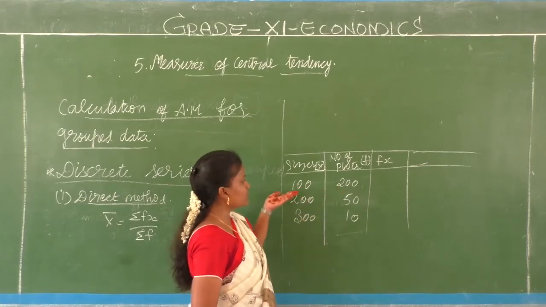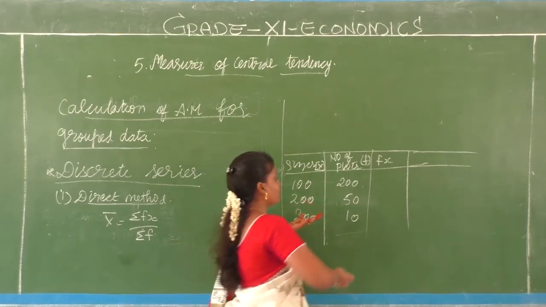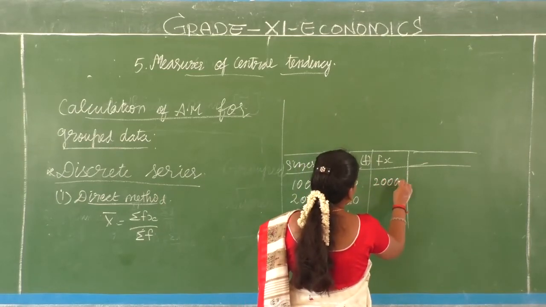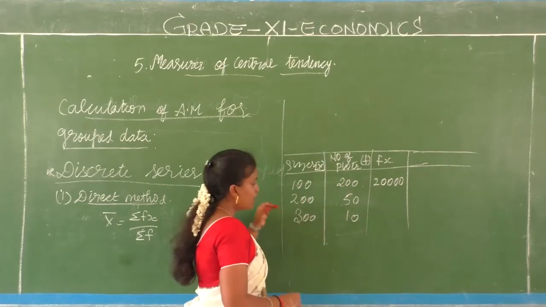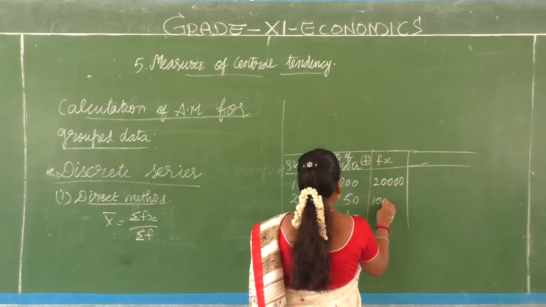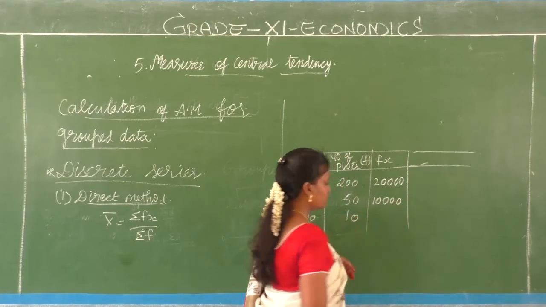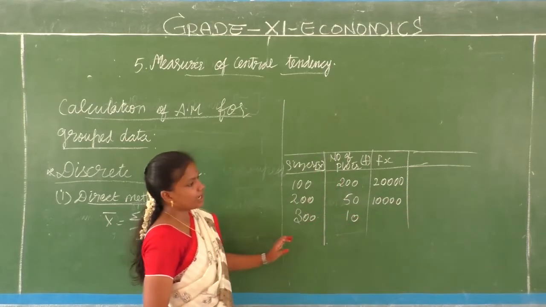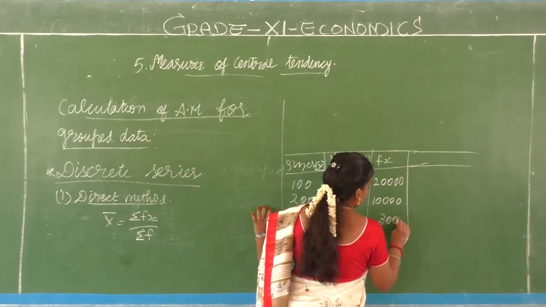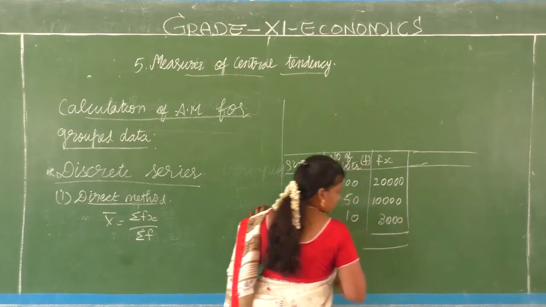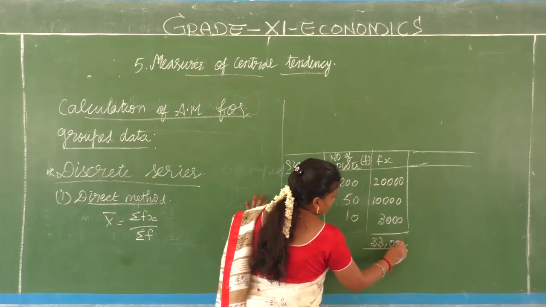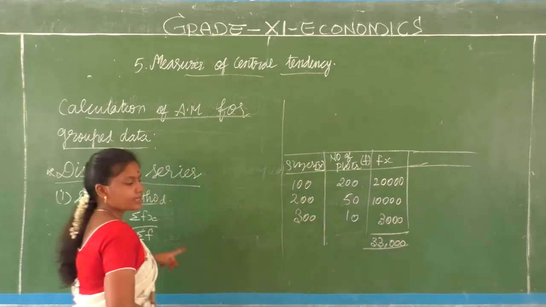Right. So 200 into 100. This is a very simple calculation for us, which is going to give you 20,000. Next, 200 into 50. 10,000. 300 into 10. You're going to have 33,000. So what is the sigma fx, children?